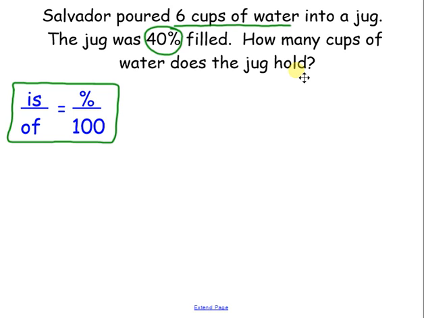So here's why this becomes a little harder. You don't have your key words is and of. So I need you to think of it this way. Of is the whole, as in the whole pizza. Is the part, as in one slice of the pizza.